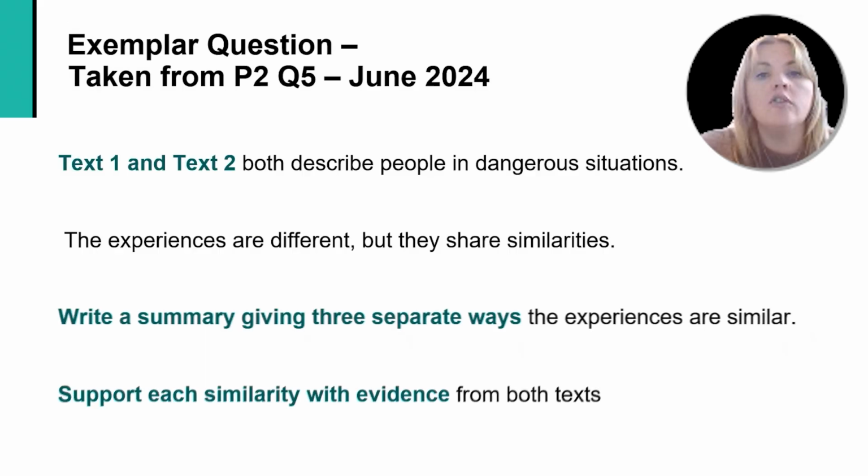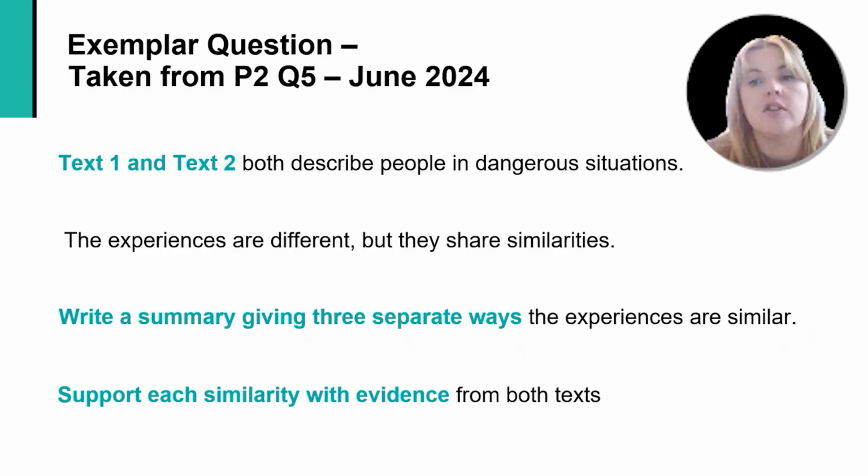On the screen, you'll see that we've highlighted key parts of the question, and these are going to guide your synthesis. Text 1 and 2 means that you must read and use both texts. You cannot answer the question properly by looking at just one. Make sure you pull information from each so that you can use accurate comparisons or connections.